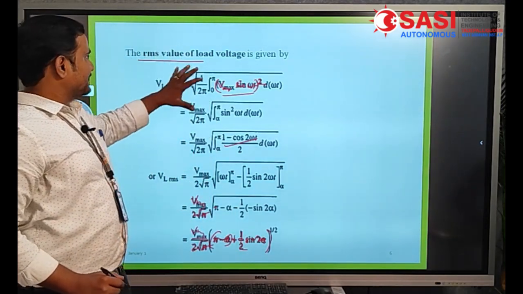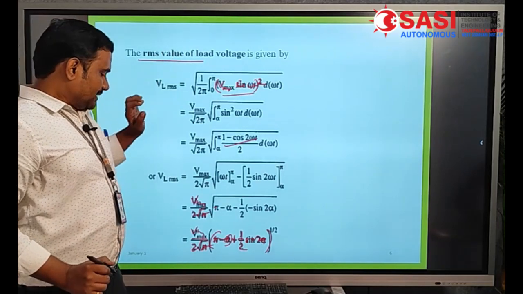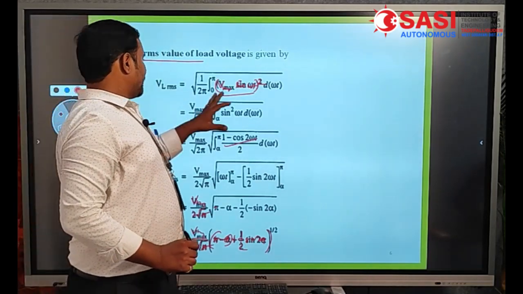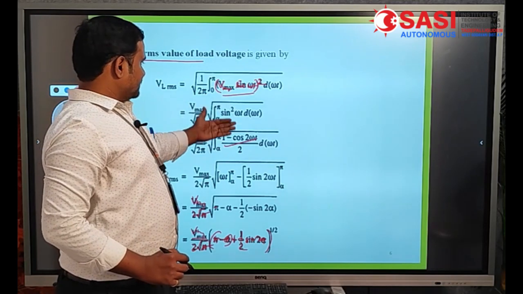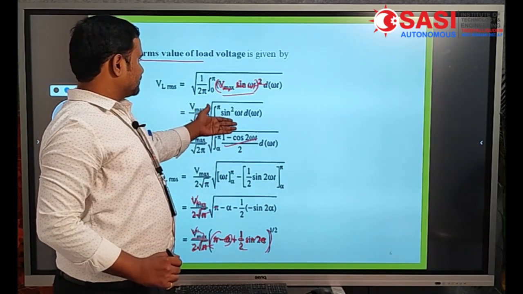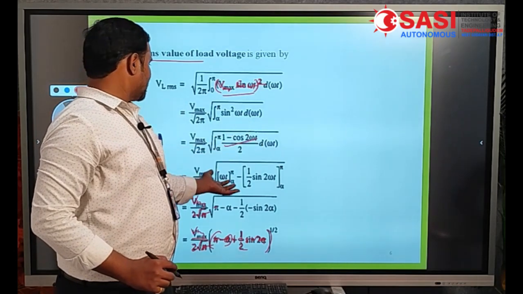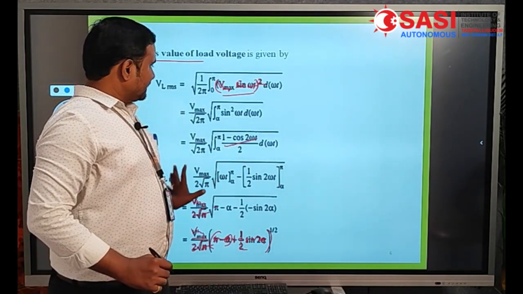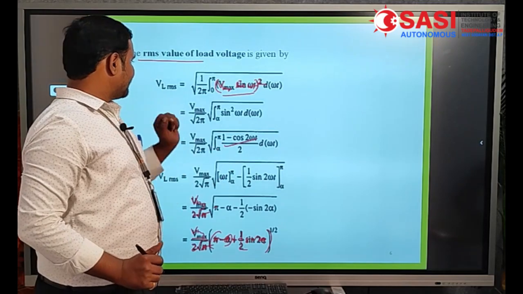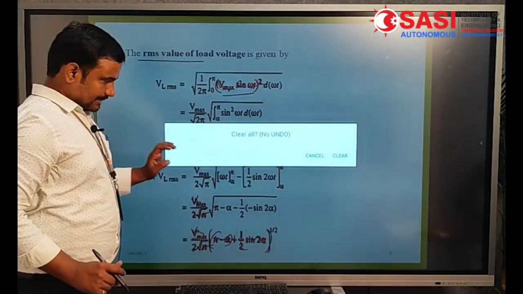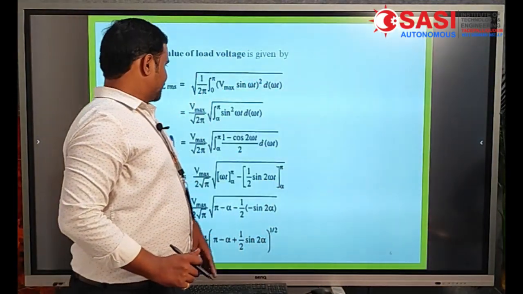That means we are just taking the square root of the total waveform from 0 to 2 pi, then making the simplification with the sinusoidal waveform, that is sin squared can be written as 1 minus cos 2 omega t by 2. Then integrating these two terms, we will get the final value of the RMS voltage.